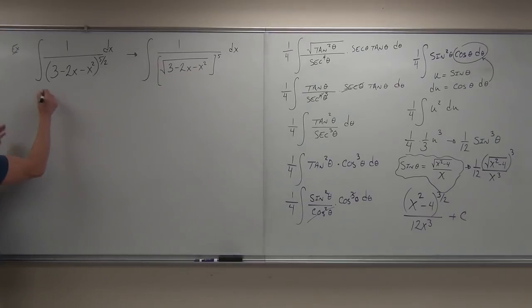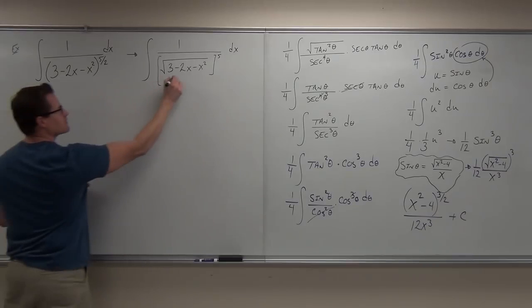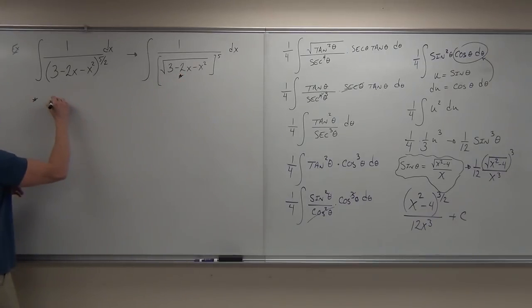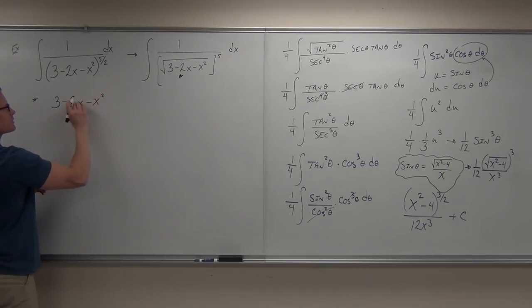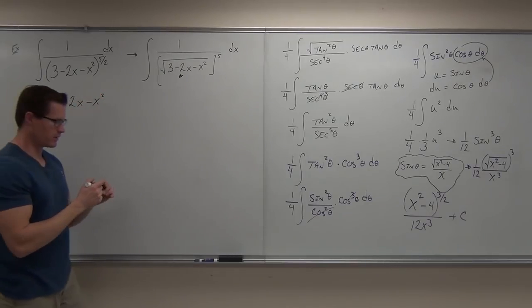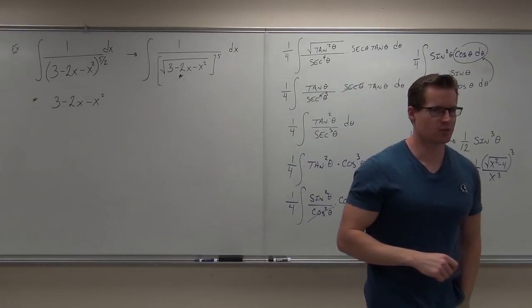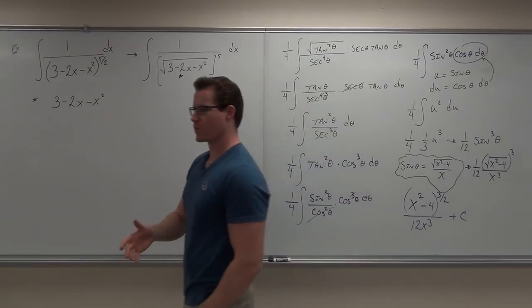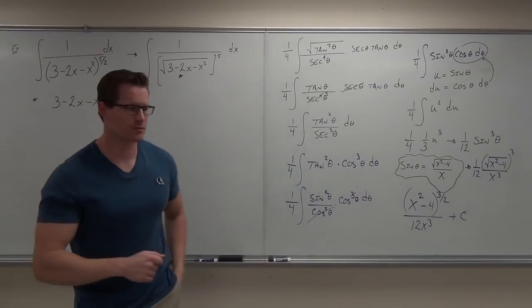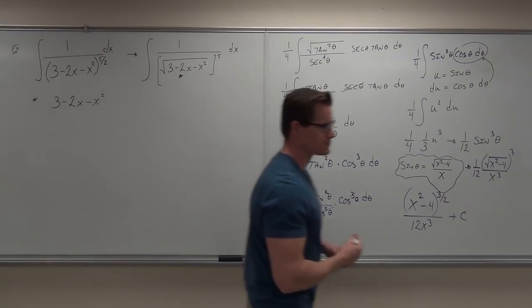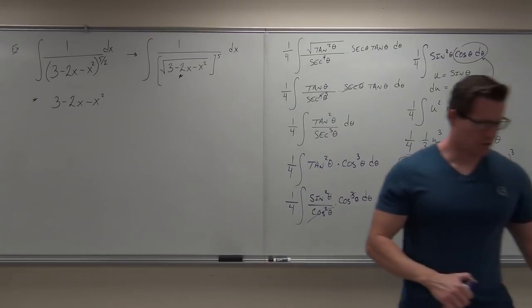So we have, let's take this off to the side here, little asterisks. 3 minus 2x minus x squared. Take a look a little bit more closely at that one. You ever heard of completing the square? Yes. We're going to complete the square. We're going to make this thing be a perfect square. So, how in the world are we going to do that?